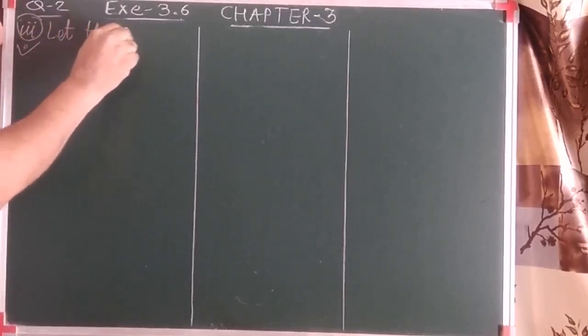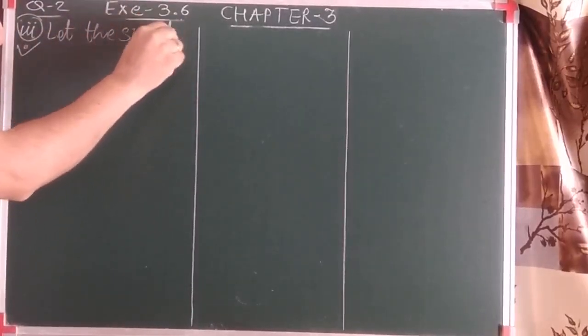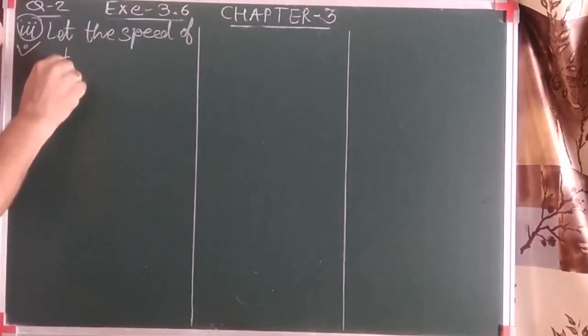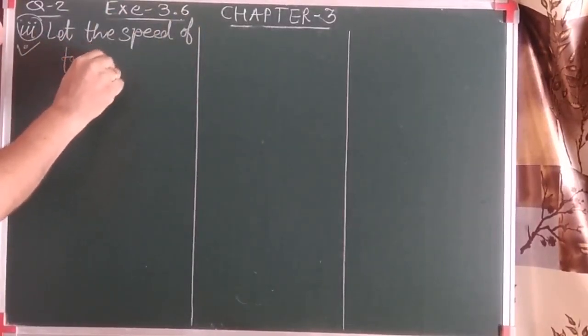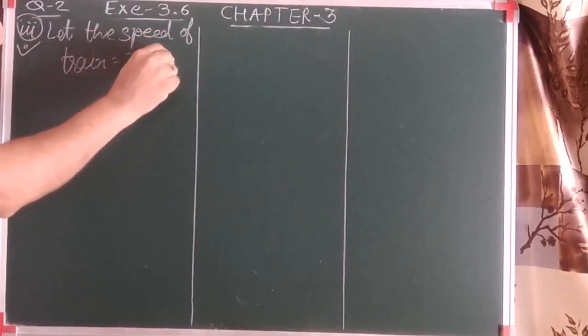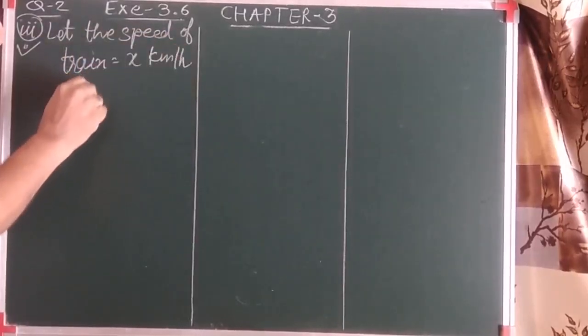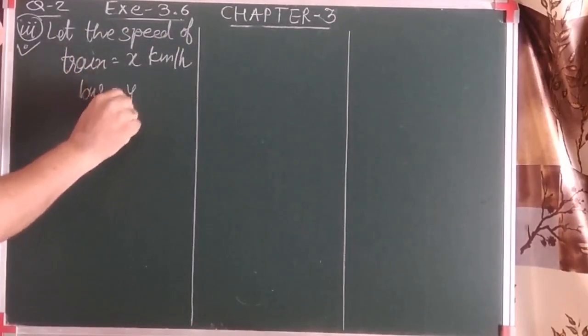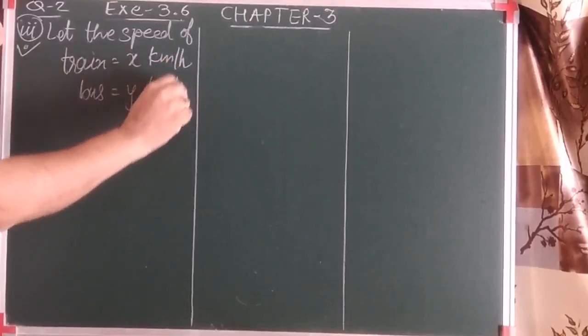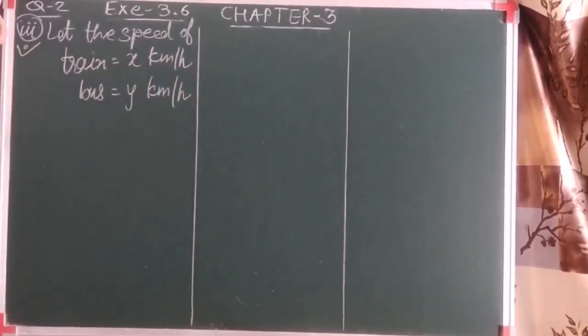Let the speed of the train, as we have to find out that, be x km/h, and for the bus it is y km/h. Fine. So let's read further.